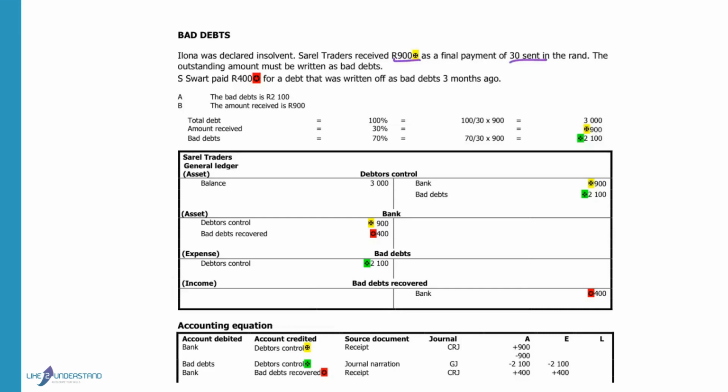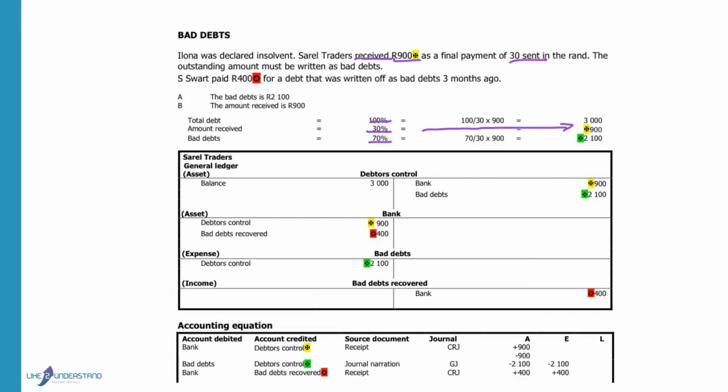It's very important to determine whether they give you the outstanding debt or whether they give you the received amount. If he paid his total debt, it would be 100%. We only received 30 cents, so we received 30% of the debt, and the bad debts will therefore be 70%. The amount given was the amount received. So next to the 30%, we will show that 30% equals 900 Rand.